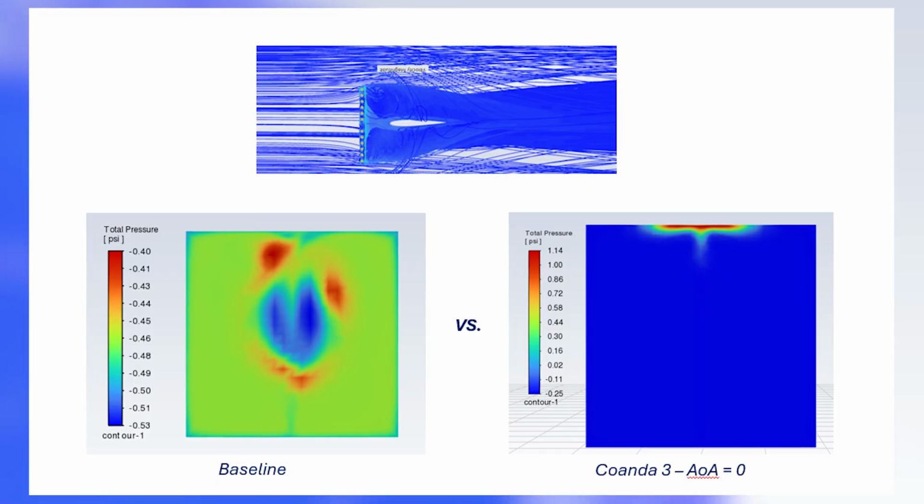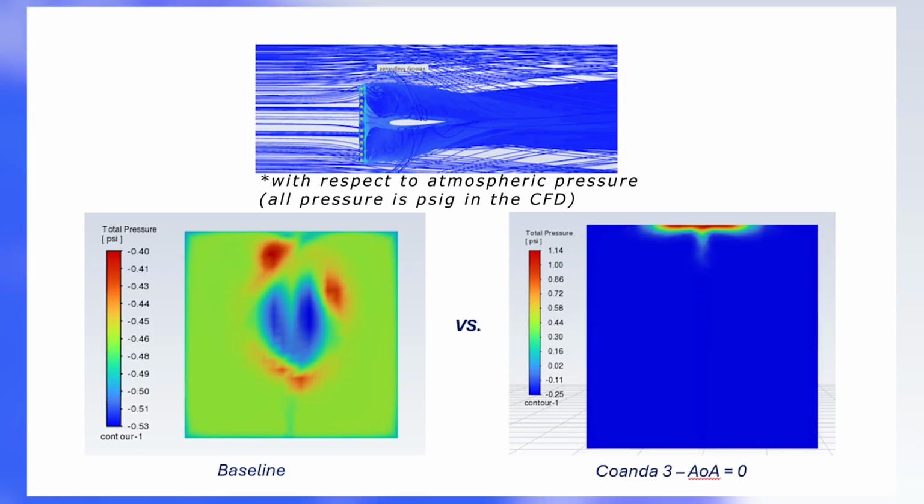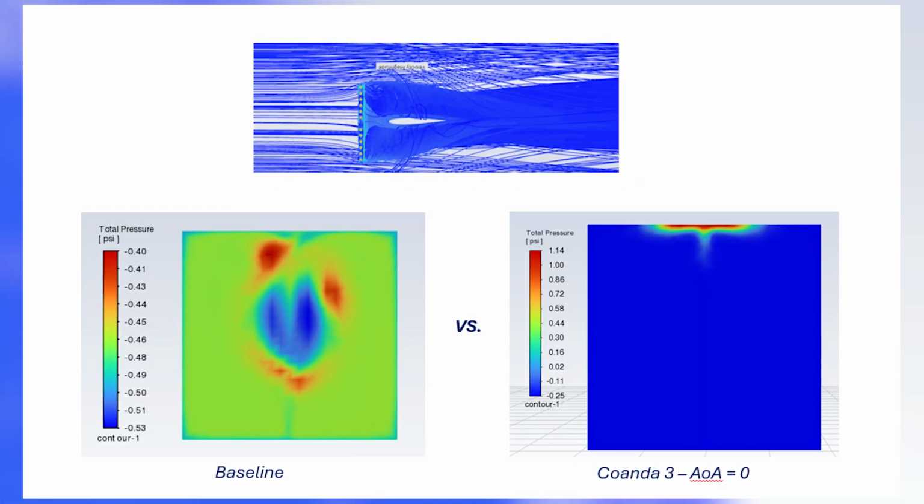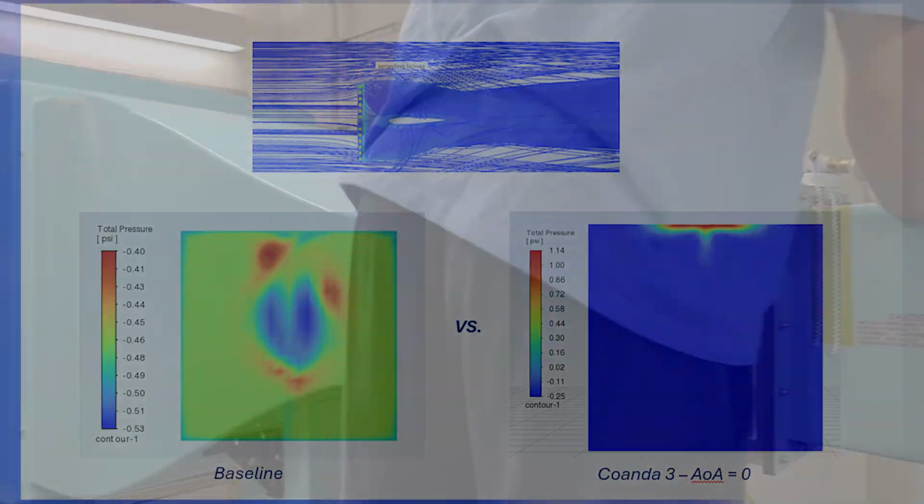Simulations suggested that the Coanda pressure drops were roughly 0.2 psi, with uniform flow everywhere except the injector wake. Compared to the baseline, which saw drops between 0.3 and 0.5, this was a significant improvement.